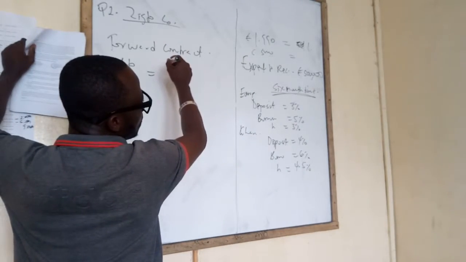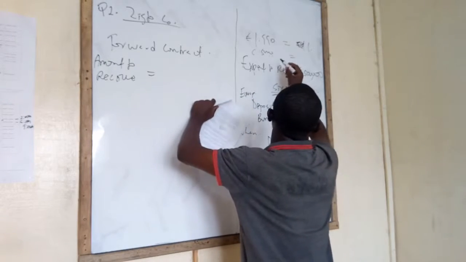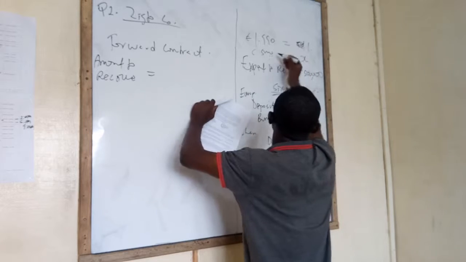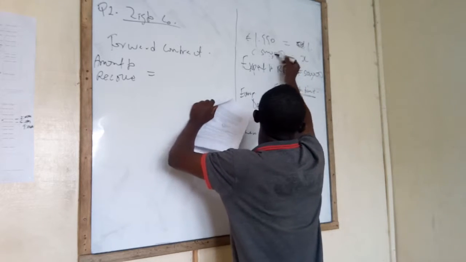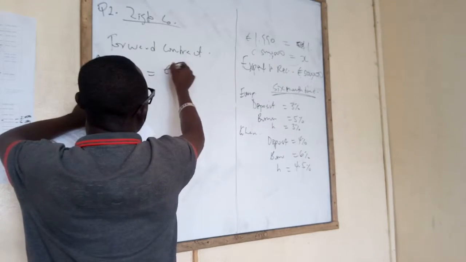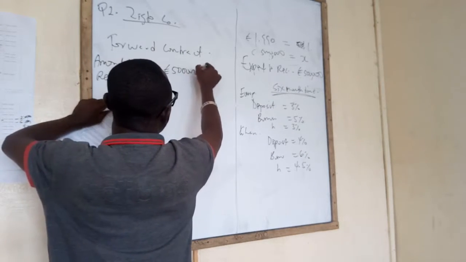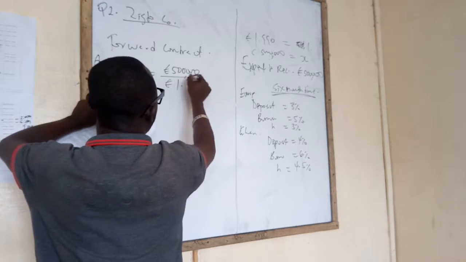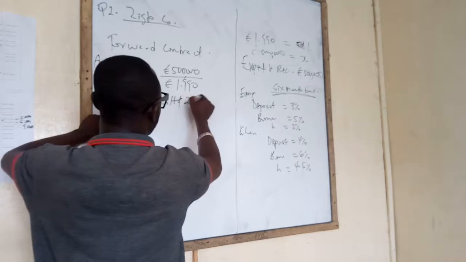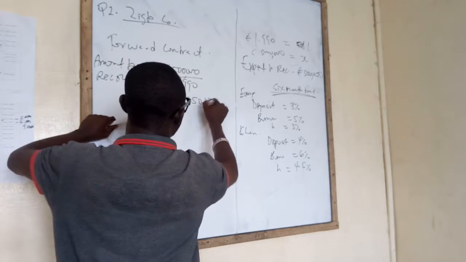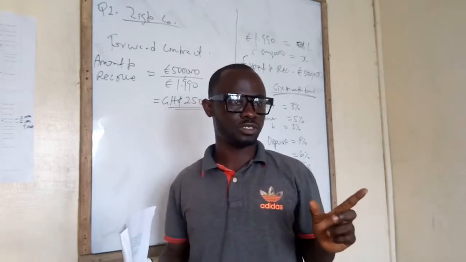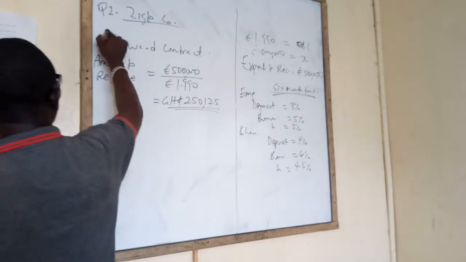Did I say we multiply? Yes, we multiply, then we come and divide. Since we are converting euros to cedis, in effect we will be dividing. So the amount to be received will be 500,000 euros divided by 1.990. What do I get in Ghana cedis? This is how much money we will get if we use the forward contract. That's the first scenario.